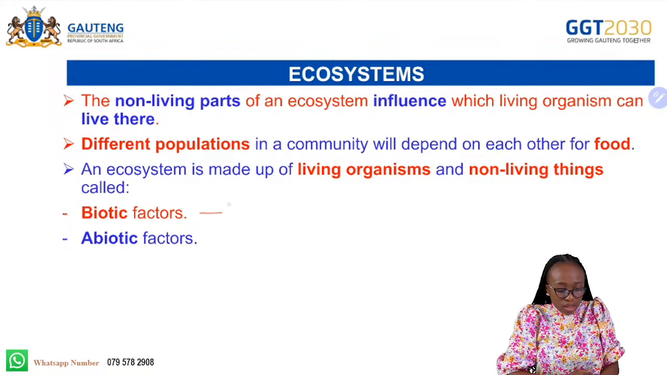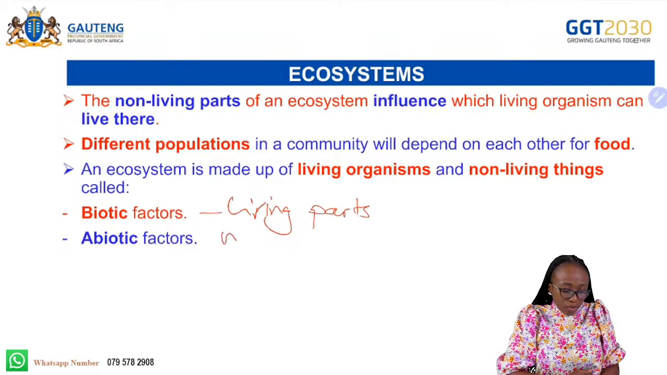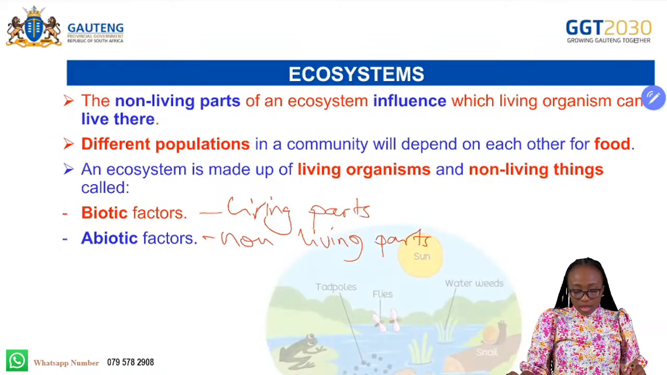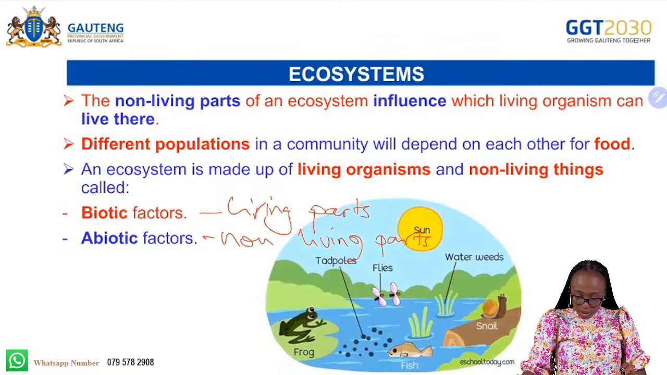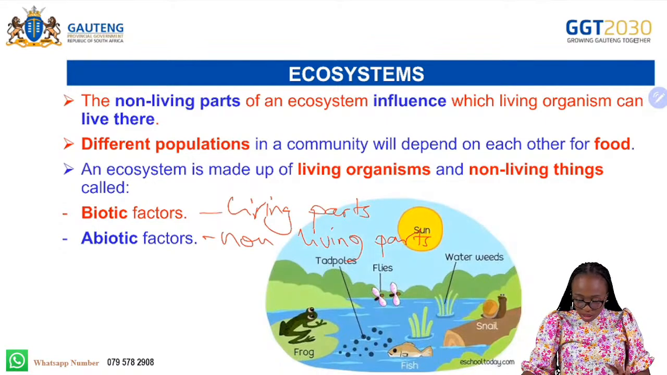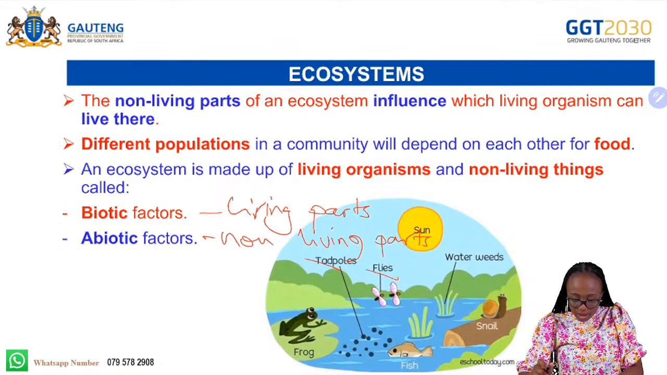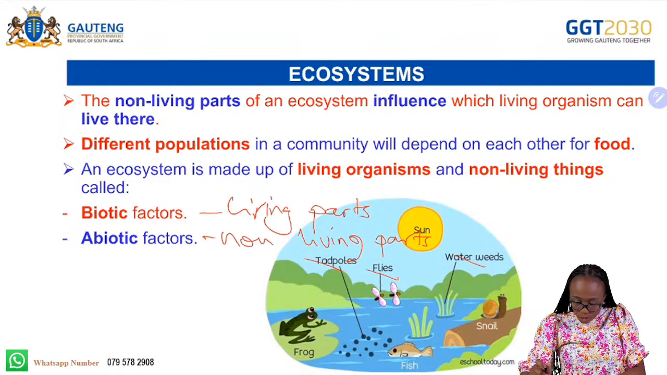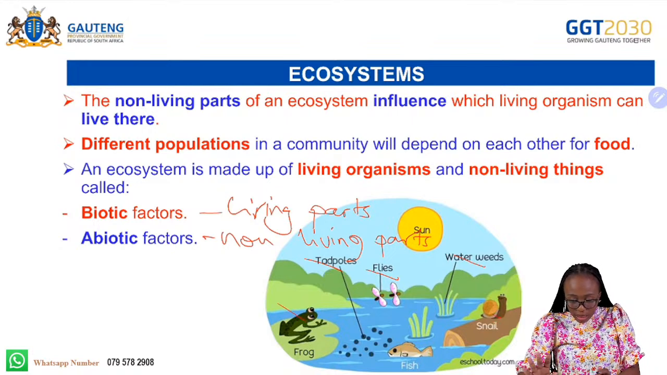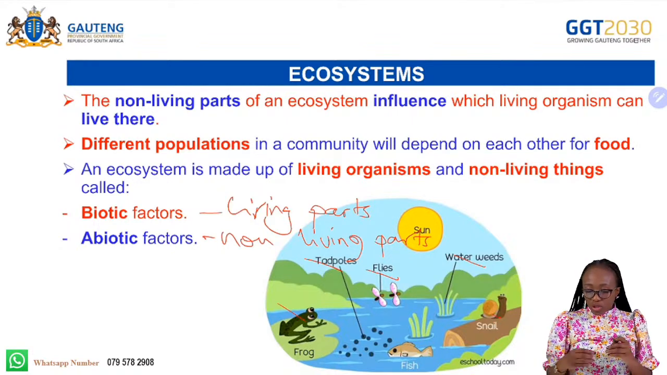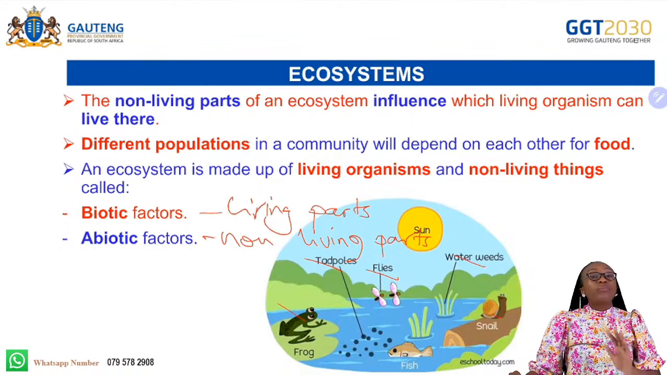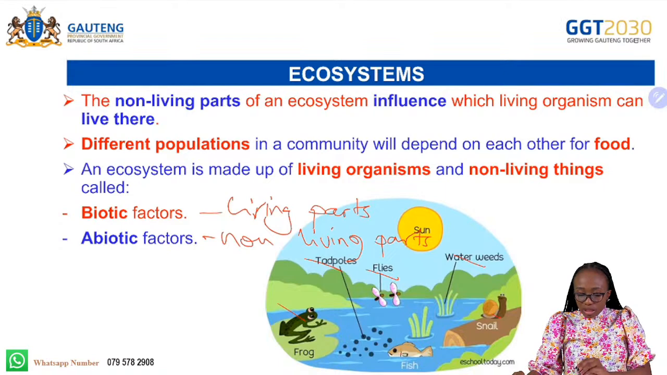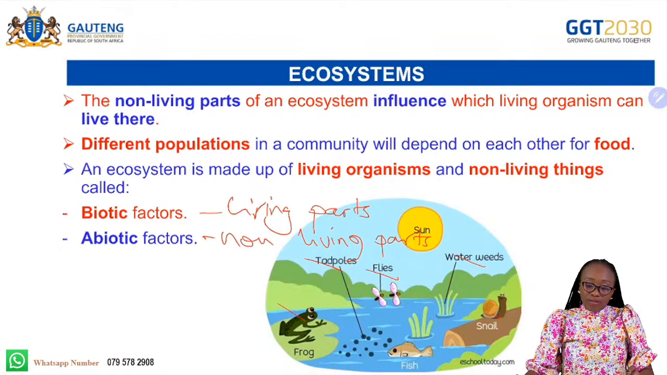So this is the living parts and the non-living parts. There is a picture of an ecosystem. We've got the living parts, which comprise the flies, the tadpoles, the water weeds, the snail, the fish, and the frog. And then the non-living parts are the sun, the water, the soil, the air, and the temperature, or rather the climate in which all these living organisms are surviving.